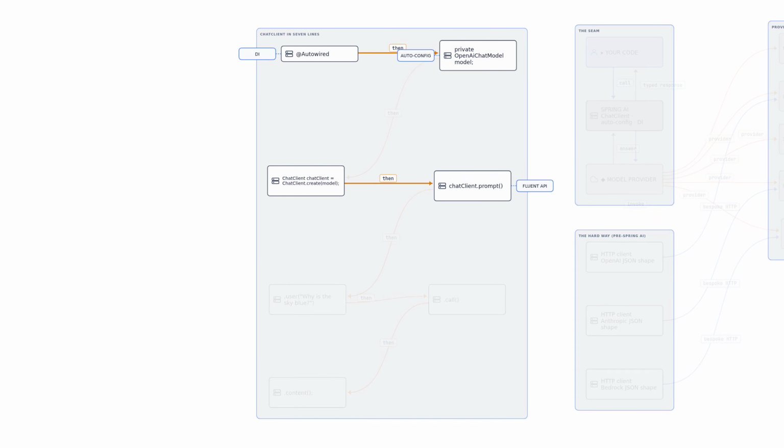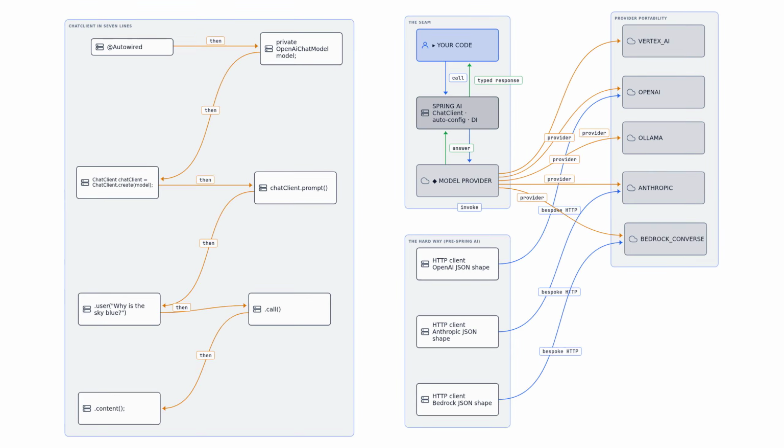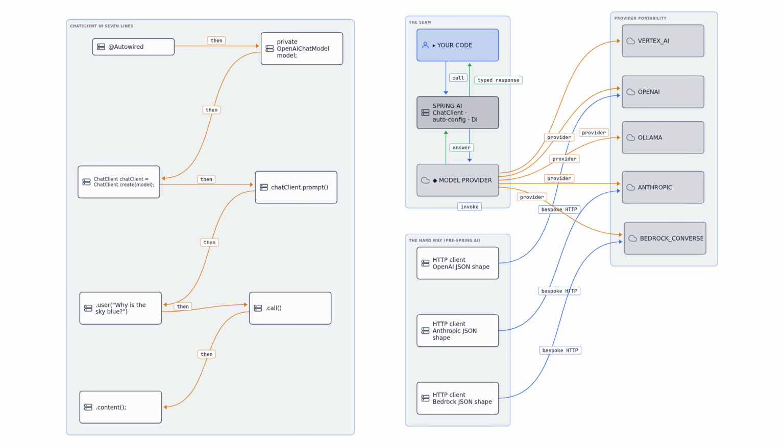Injected dependency, auto-configured bean, fluent chain. This is just Spring Boot. The payload just happens to be a model. Testable, swappable, observable. This is AI adopted inside the patterns your security and audit teams already trust, not around them. Your code, a seam Spring AI owns, any model behind it. That is the whole idea.